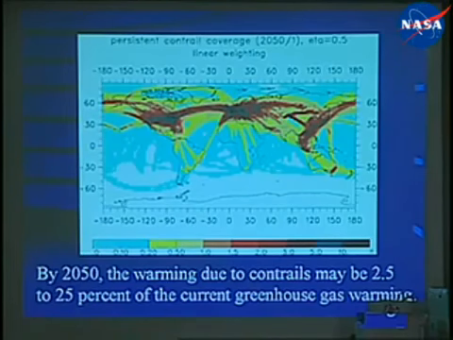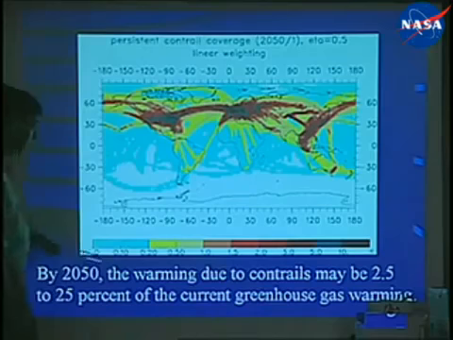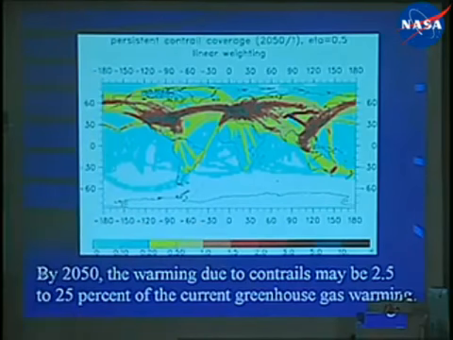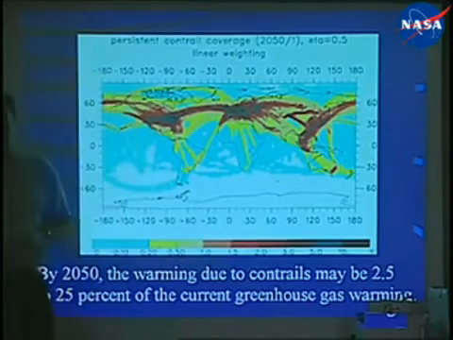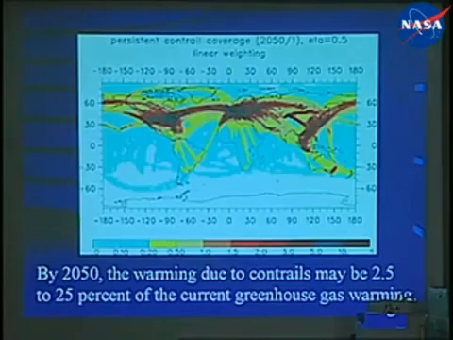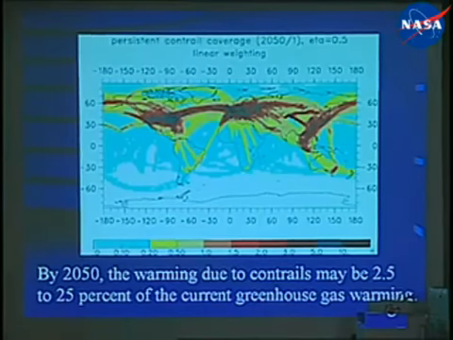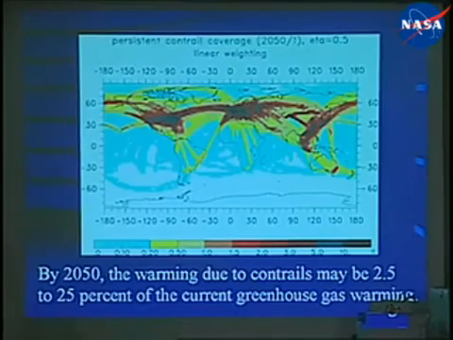So by 2050, the warming may be anywhere from 2.5% to 25% compared to current global greenhouse warming. Now note, this is a very big range. 2.5% is still not big enough to really worry too much about, but 25%, that's now becoming a significant fraction of the greenhouse warming.